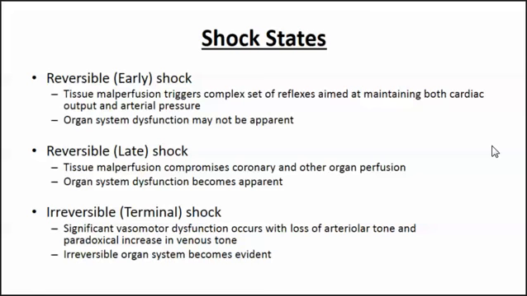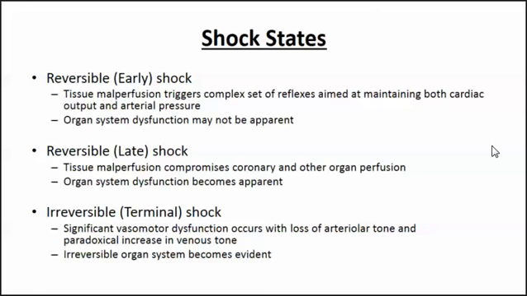If shock is not reversed, then we continue onwards to this late shock stage where tissue malperfusion starts to compromise coronary arteries and the heart and other organ systems perfusion, despite all of the reflexes designed at maintaining homeostasis. At this point, organ system dysfunction starts to become apparent, and it becomes increasingly obvious. It's not like an A, a B, a C. It's not 3 distinct categories. It's a continuum. And oh my gosh, it's very clear we're in the third phase, the terminal or irreversible types of shock.